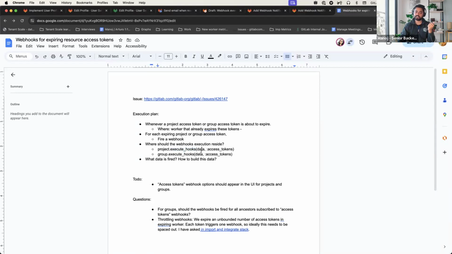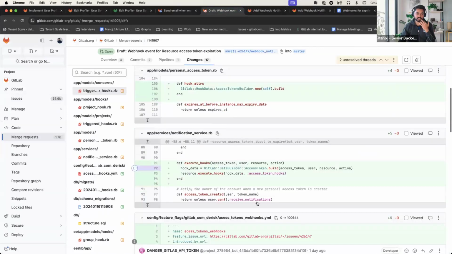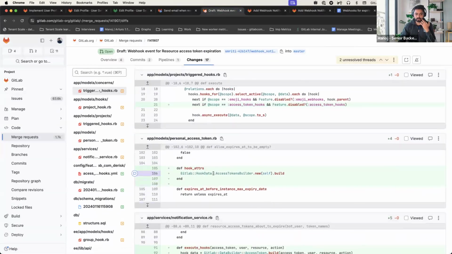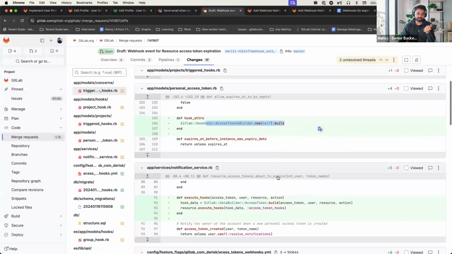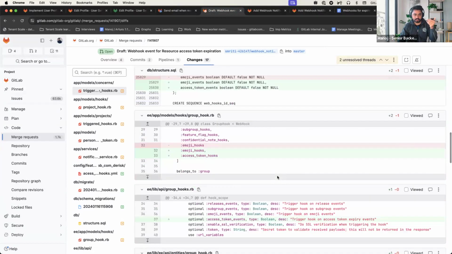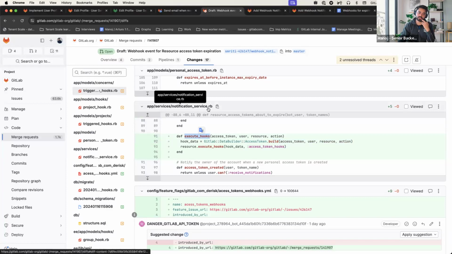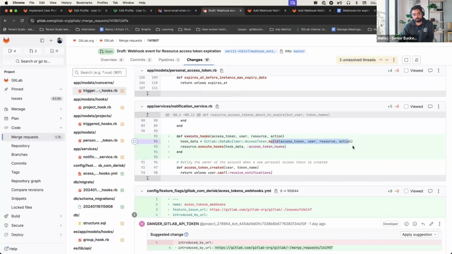The only thing that we have to build is the data, and I think your MR also does that already. You have built the data, right? For hooks you're building the data here, and I think somewhere around here. You're building all the data here, but I'm not sure about the execution, we can discuss that later. But you're building the data correctly.